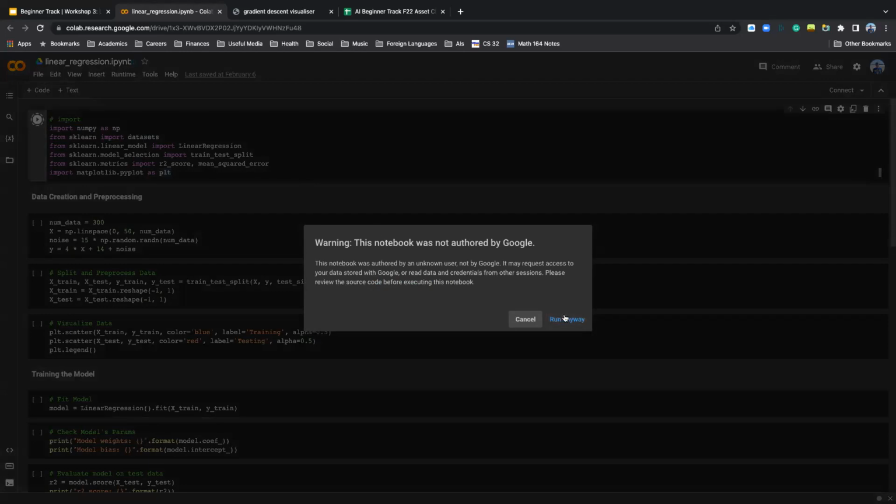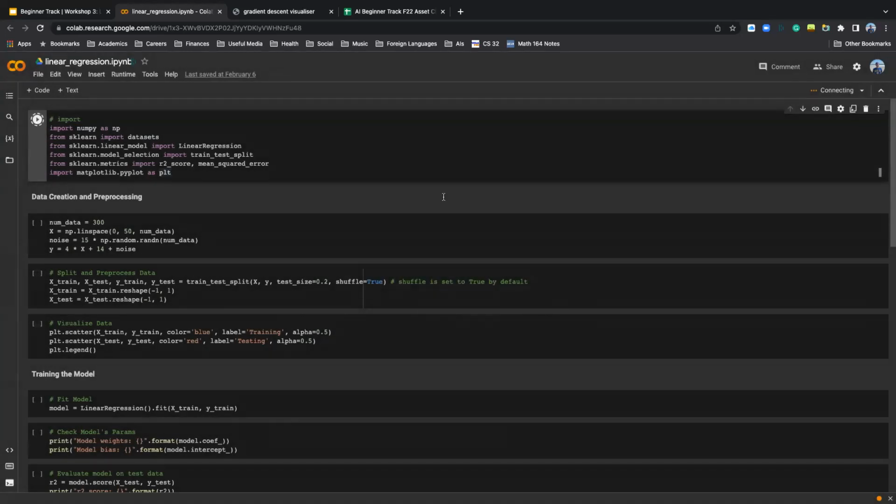If it gives you that warning that it's not authored by Google, just hit run anyway. You can trust us. That's not our job. I don't know, I think there are maybe... I don't know. Okay.